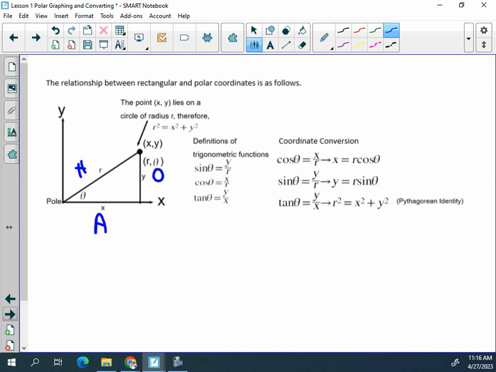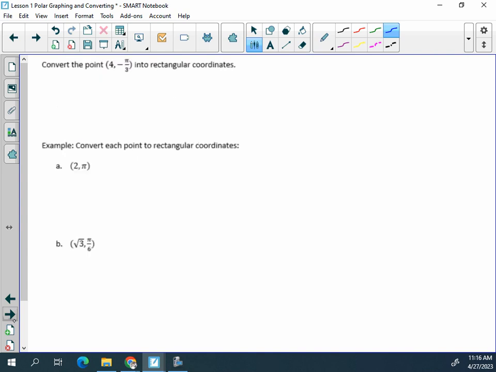So cosine of theta, we just said, is x over r. So if you multiplied by r, that means x equals r times cosine. Same thing with sine. If we multiply by r, y equals r times sine of theta. And tangent is y over x, and we know that r squared equals x squared plus y squared. That's our Pythagorean identity.